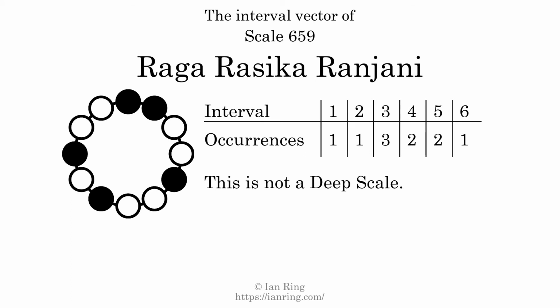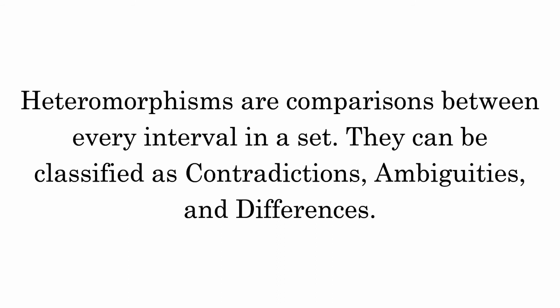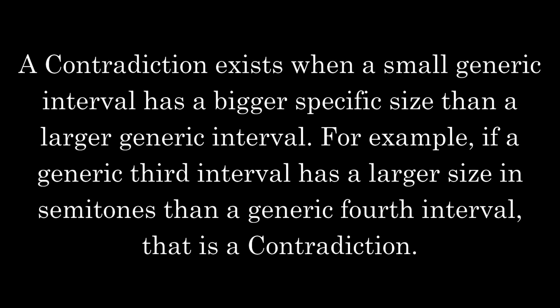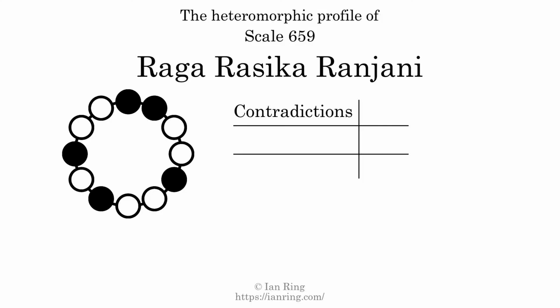a deep scale. Heteromorphisms are comparisons between every interval in a set. They can be classified as contradictions, ambiguities, and differences. A contradiction exists when a small generic interval has a bigger specific size than a larger generic interval. For example, if a generic third interval has a larger size in semitones than a generic fourth interval, that is a contradiction. The number of contradictions in this scale is 0.